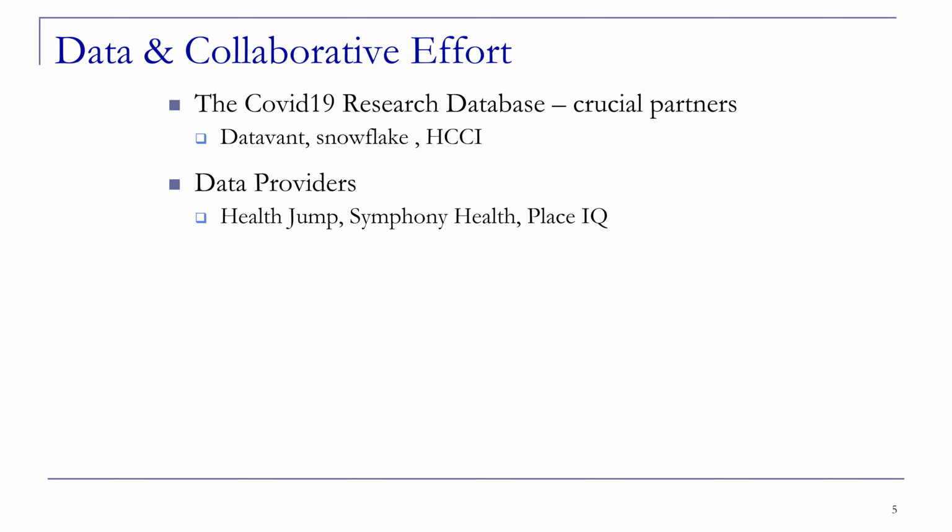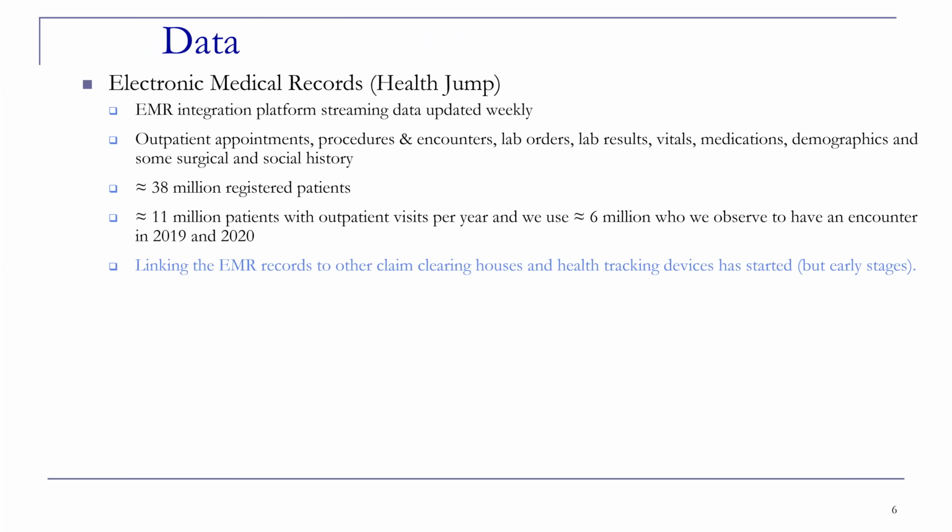We have prescription drug records from Symphony and mobility data from PlaceIQ. So the electronic medical records that I'll show the data from today, because it's a new company and not a lot of people have worked with it. It's a data integration company. Electronic medical records like Cerner and Epic transmit their data to HealthJump to homogenize the data for them. HealthJump then remits the data to us on a weekly basis. So we are getting weekly updates of this data.